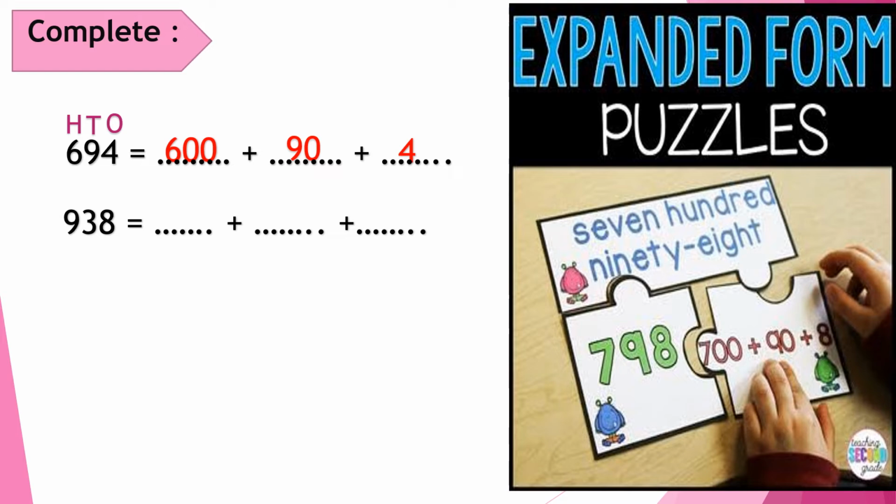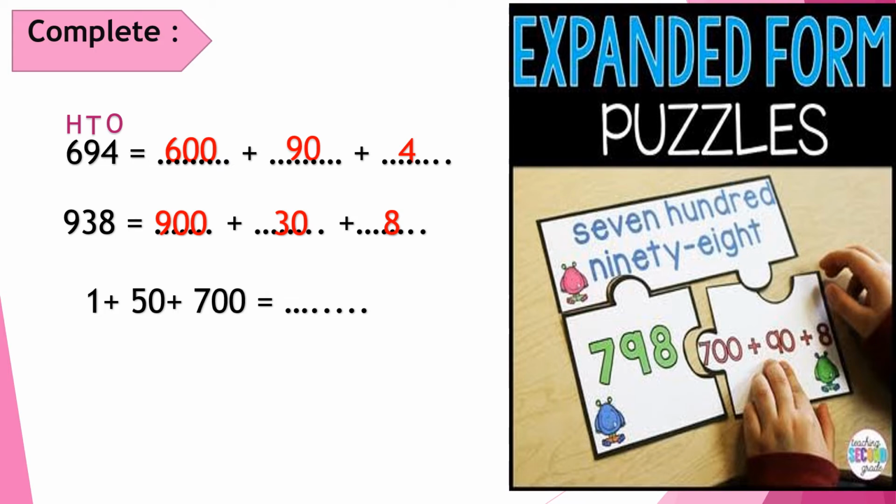Number 2, 938. We have here 9 in hundreds, 3 in tens, and 8 in ones. To write this number in the expanded form, we will put 2 zeros to the number in the hundreds, 1 zero to the number in the tens, no zeros to the number in the ones. Then 938 equals 900 plus 30 plus 8. Number 3, 1 plus 50 plus 700. We have here the expanded form, and we want to write the standard form.